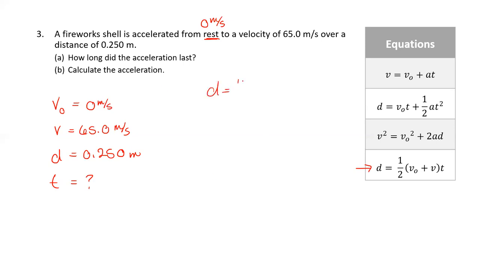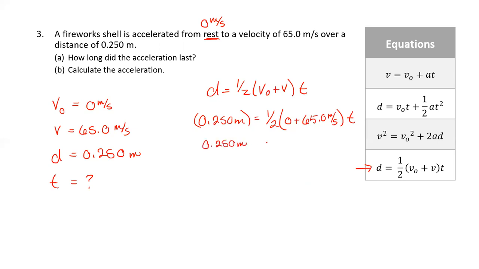So distance equals half V naught plus V times T. Now these are equations that I would never expect you to memorize, but you just have to be able to select them. So it makes sense that a firework is not going to accelerate for very long, so we can expect some small numbers. So the distance is 0.250 meters. Everything is in meters and seconds, we don't have to convert, equals half. Initial velocity is 0 plus 65 meters per second times the time.